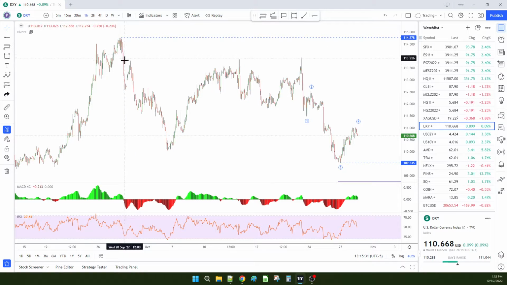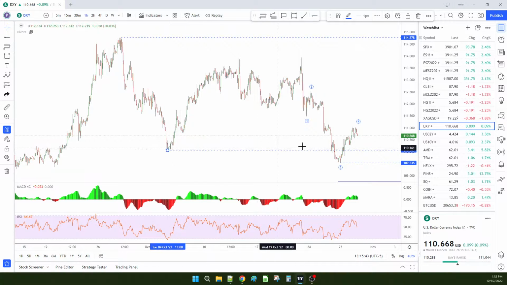So we've got 1, 2, 3 down, 1, 2, 3 up. So we got our A, we got our B. And if I put a line over here at the low of the A, you can see that we did break it. So we do have a 1, a 2, and a 3. We got 3 waves for the 4. So technically speaking, the market can go up from here. The dollar can go up from here. It's made 3 waves for a 4.